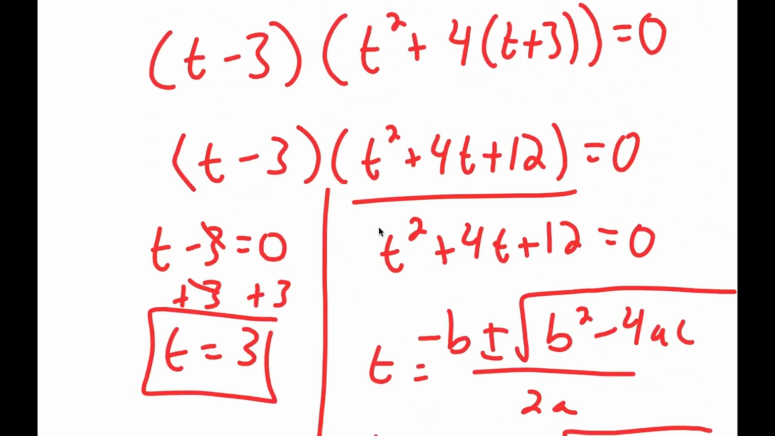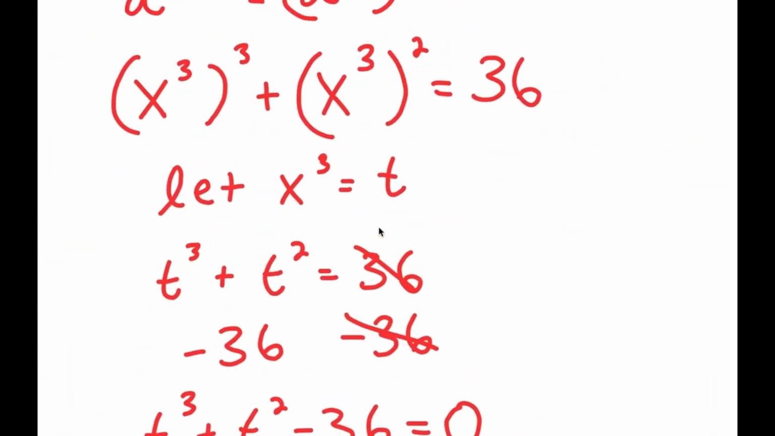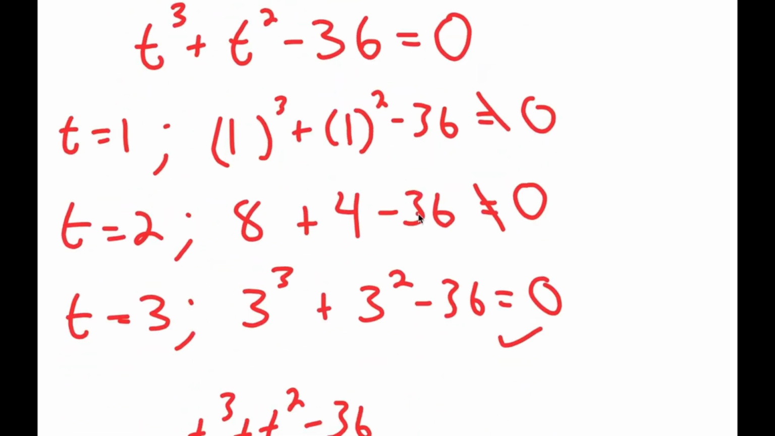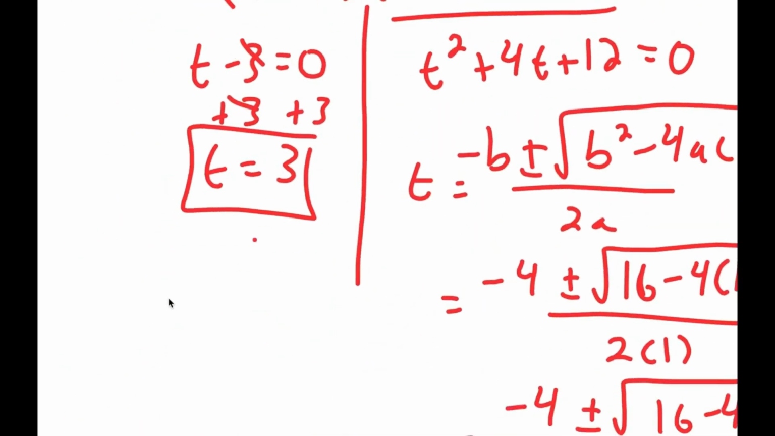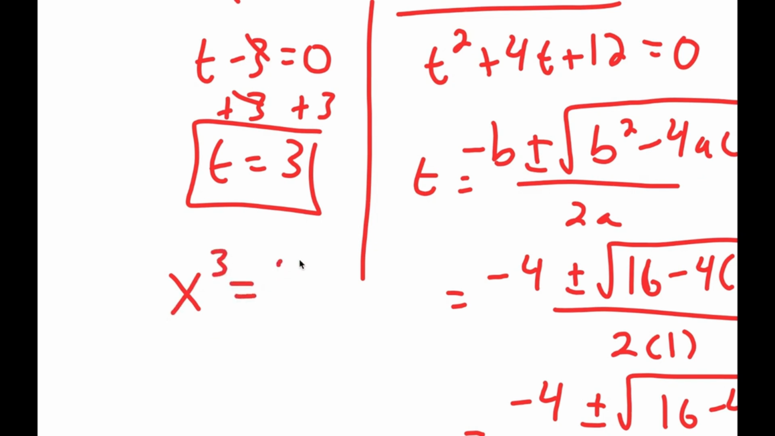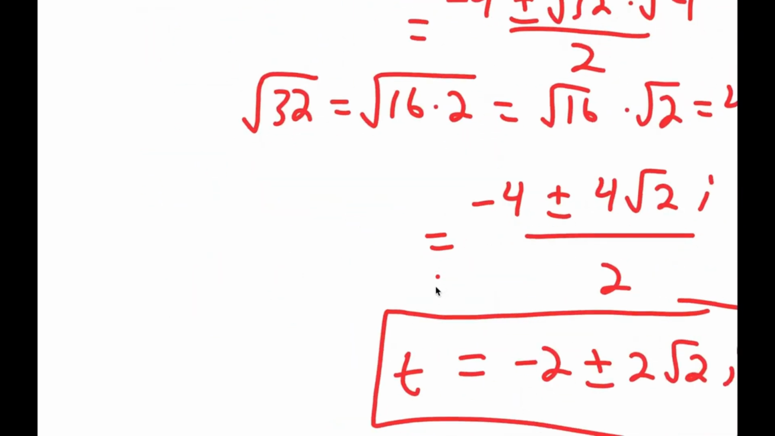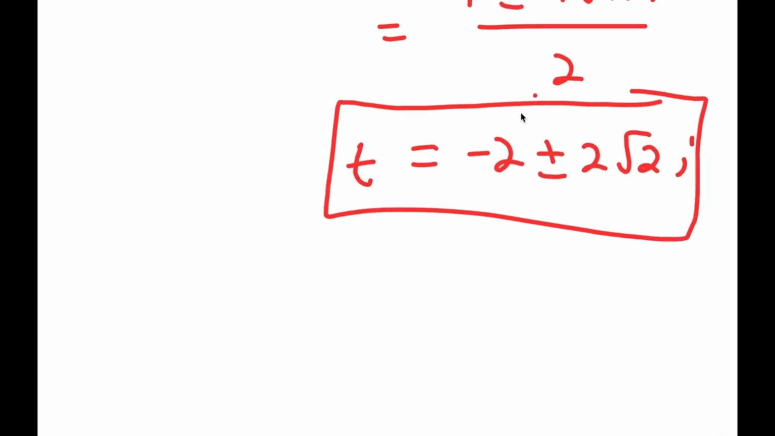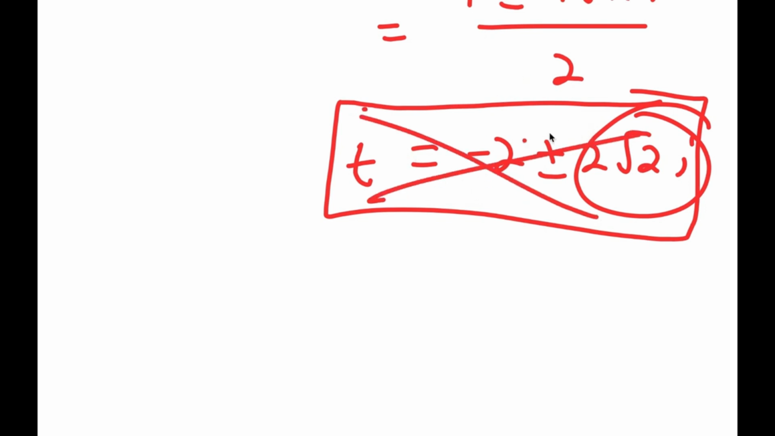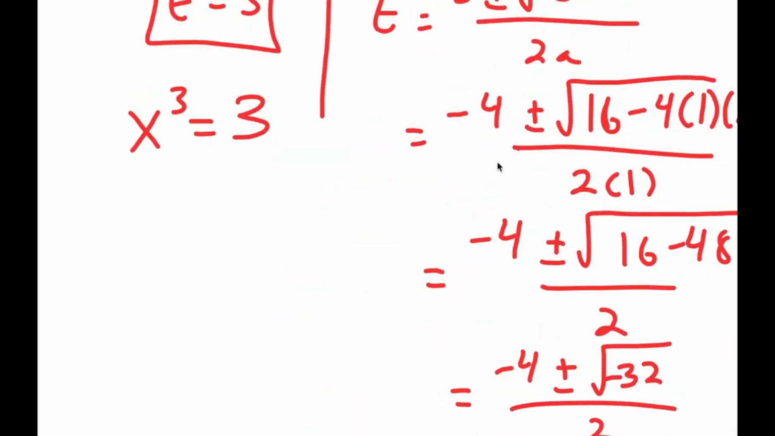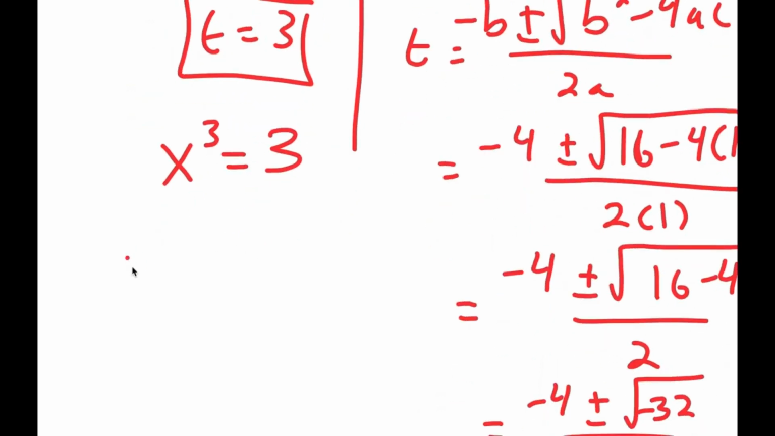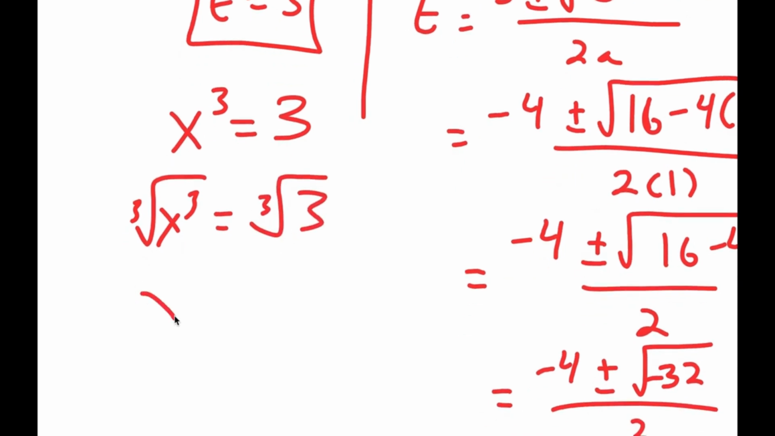Now, we're not done yet, because remember how we let x to the power of 3 equal t. So I get x to the power of 3 is equal to 3, and x to the power of 3 is equal to this. However, we can't take the power of a number and make it have an imaginary solution, so we cannot use this solution of t. So the only solution we can use is x to the power of 3 equals 3, and if I take the cube root on both sides, I get x is equal to the cube root of 3.